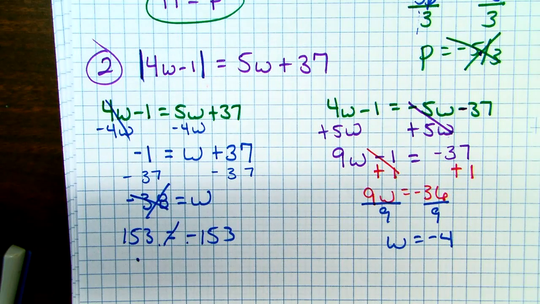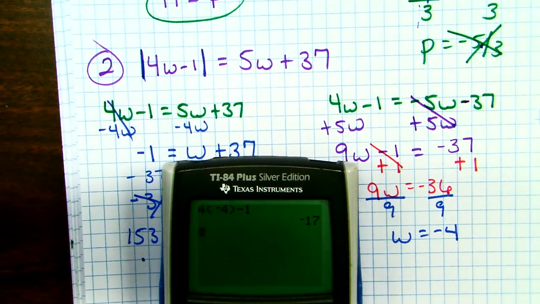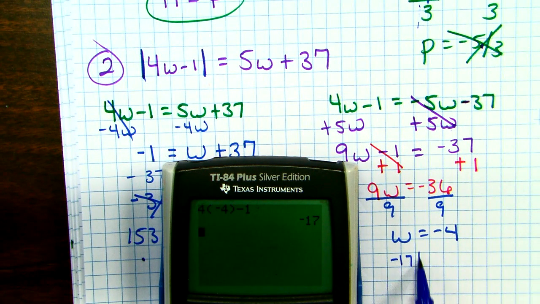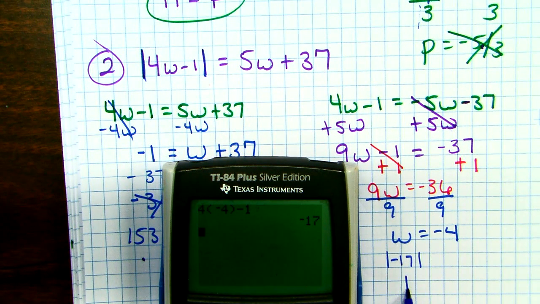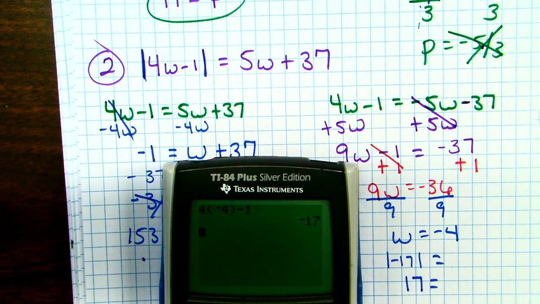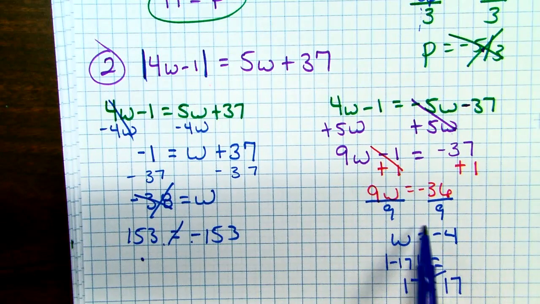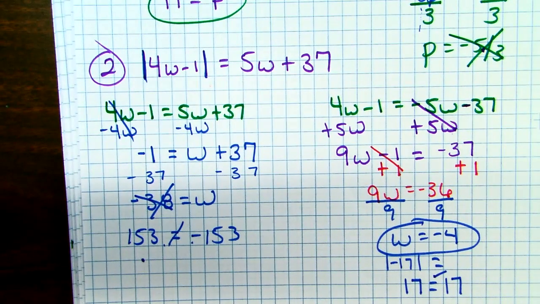Those are not equal. Then I'm going to do the same thing with the negative 4. 4 times negative 4 minus 1, and I get negative 17 on the left-hand side. This is what I have, but I know the absolute value of negative 17 is positive 17. Plug the negative 4 in on the other side. 5 times negative 4 plus 37. I get 17. Are those the same? Yep. This is a good solution. That's one solution. This one is not.